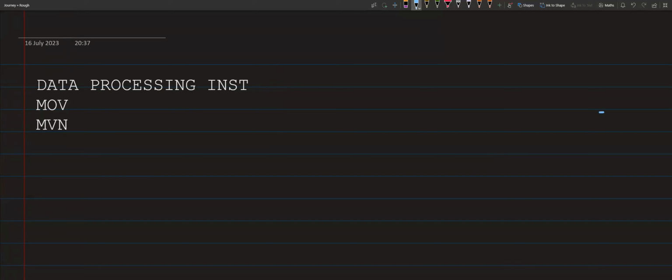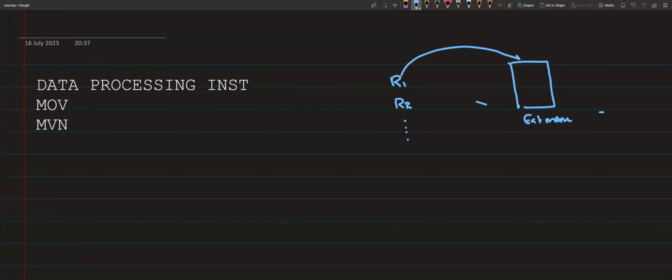We saw that there are various register sets like R1, R2, and so on. Also, we discussed there is an external memory. If you want to move data from any memory to R1, or between the registers themselves, then we usually use this move instruction.